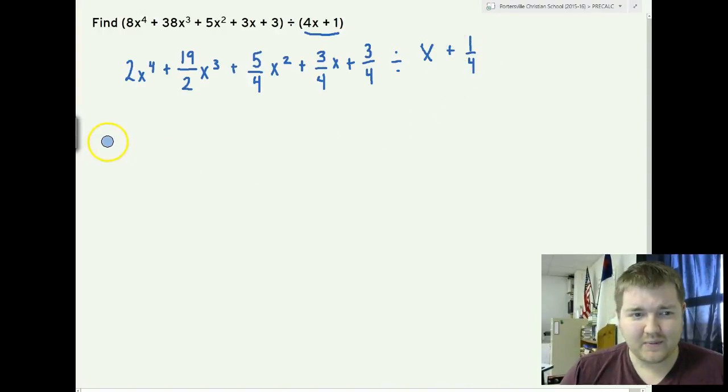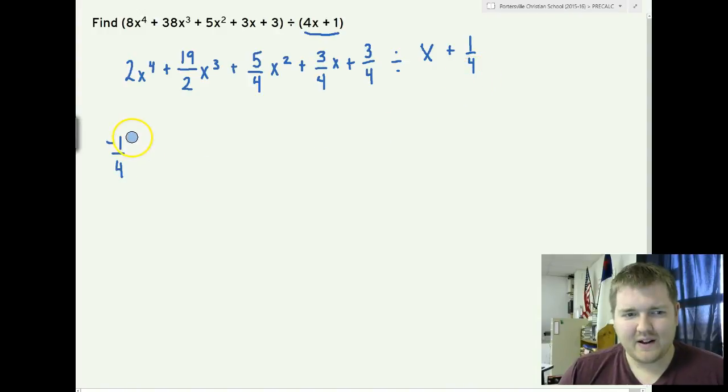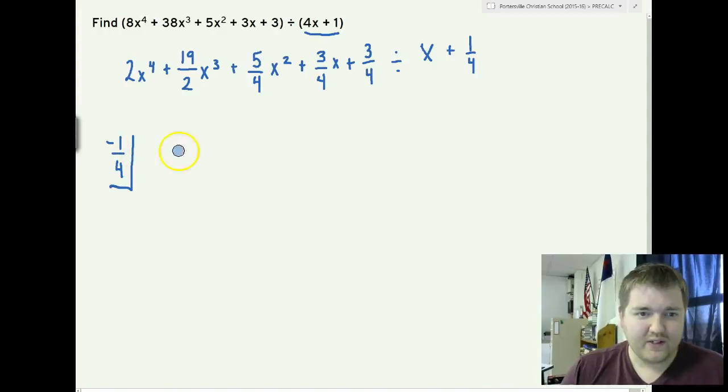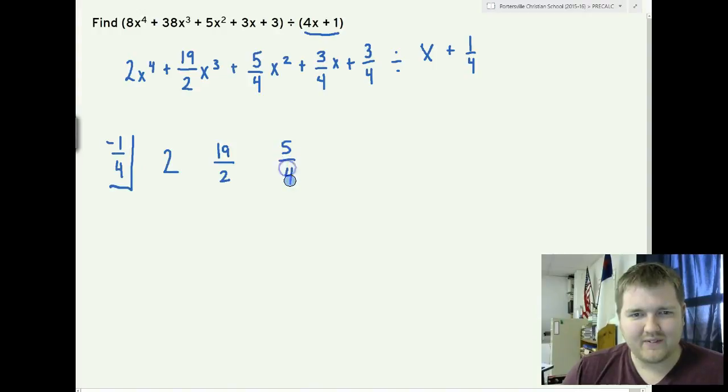Remember how I said you have to put the opposite of this number up in the prison guard tower. So we're going to put -1/4 up at the top. Then we're going to put all of our prisoners in, and I'm sure you guys are going to love dealing with all of these fractions. 2, 19 halves, 5 fourths, 3 fourths, and 3 fourths. By the way, it does work out, but you should check to make sure you include each power going down.